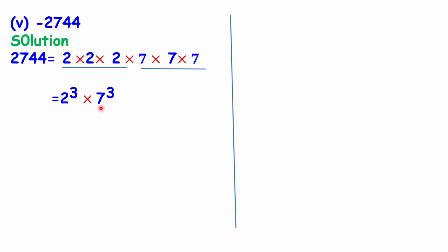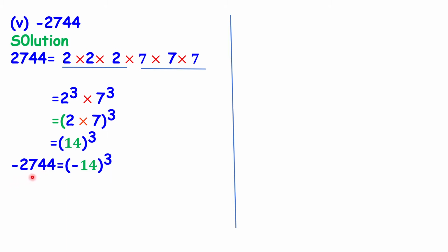Here 2 and 7 are different bases. We write this by using a rule of indices: 2 into 7, raised to 3. 2 into 7 is 14 cube. So 2744 is the cube of 14. We have to find the cube root. Here, minus 2744 is the cube of minus 14. Answer: the cube root of minus 2744 is equal to minus 14.